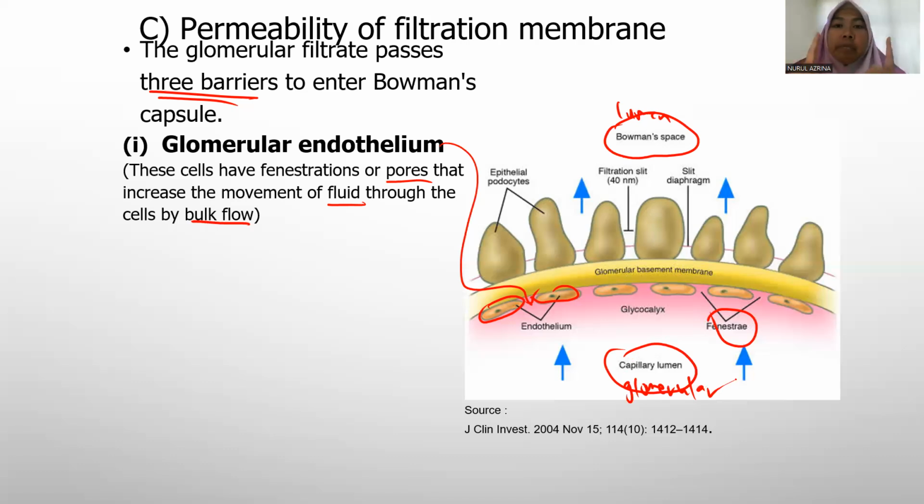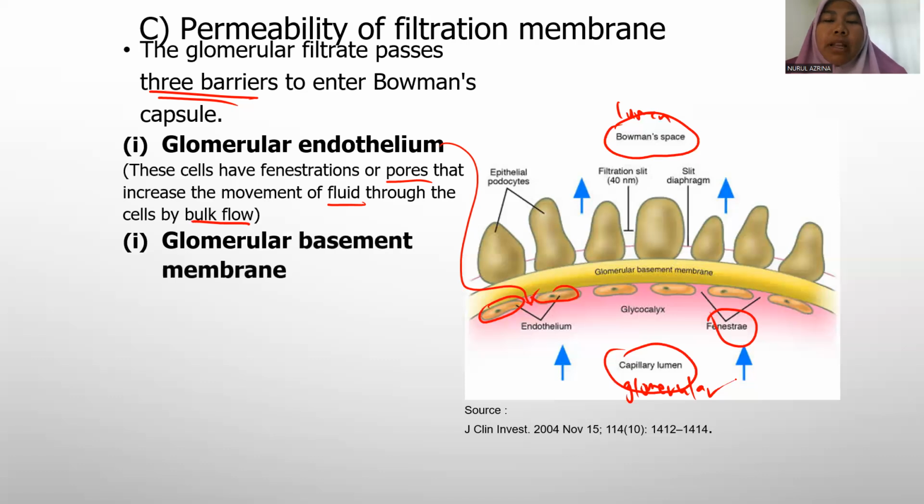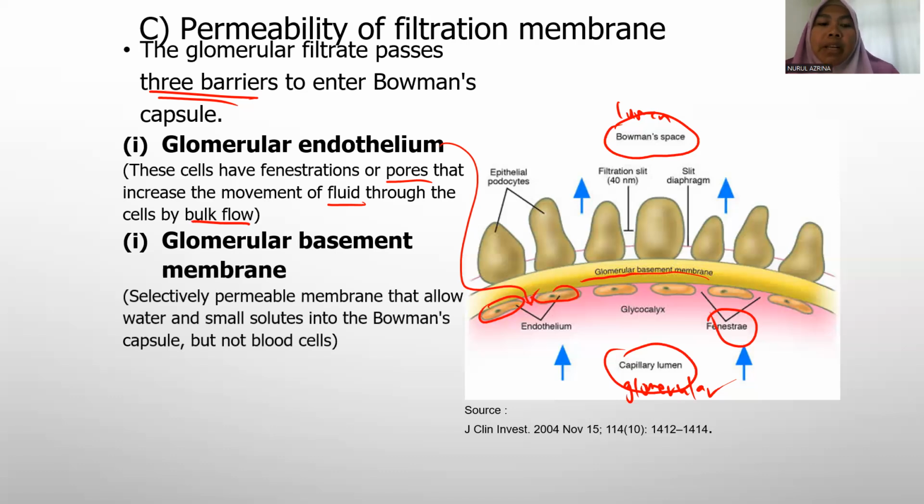Right? So this is the first barrier, the glomerular endothelium. Okay. Second one is the glomerular basement membrane. This one. The glomerular basement membrane is a selectively permeable membrane, which only allows small solutes and water to pass into the Bowman's capsule, but not blood cells. Okay, so this is number 2, right?